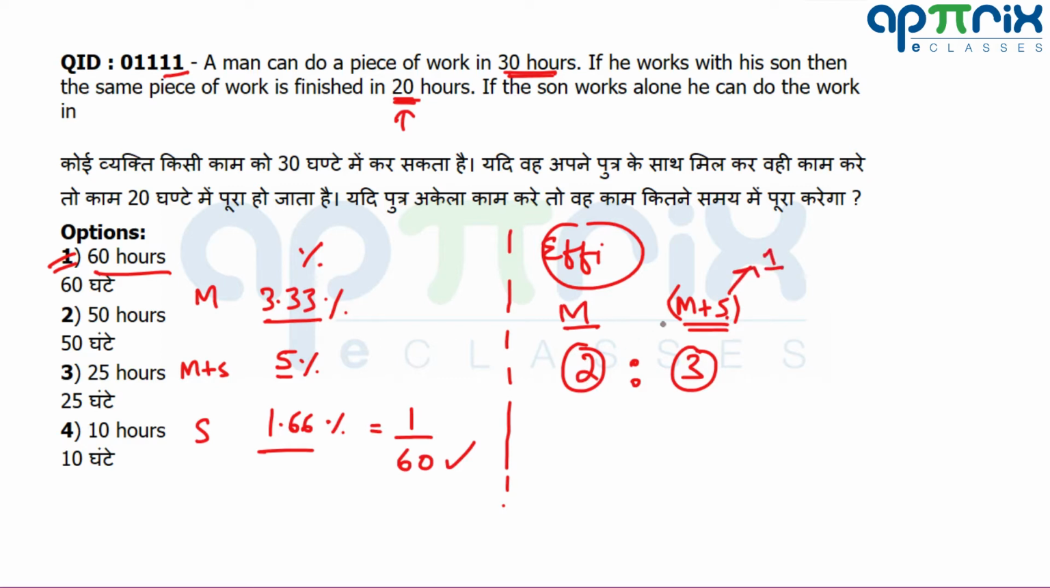Now you immediately get that the man is twice as efficient as the son. So if this man has taken 30 hours, the son having half the efficiency will take double the time, and immediately you can say it is going to be 60 hours. You need not raise the pen to get the answer for this question. You can do it orally. Either you use percentage or you use efficiency, both will work and you get the answer immediately. Let's move to the next question then.